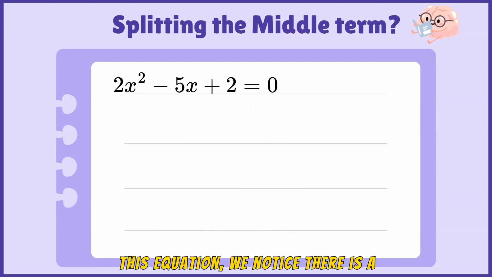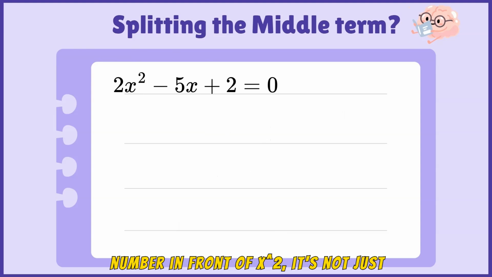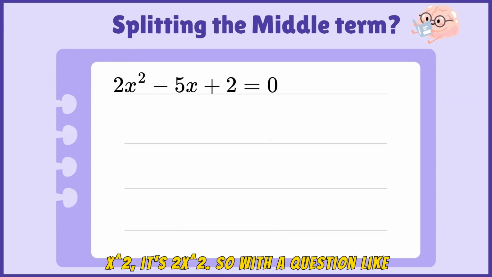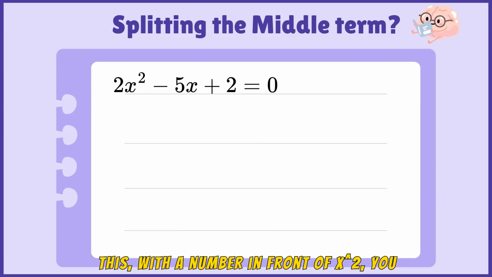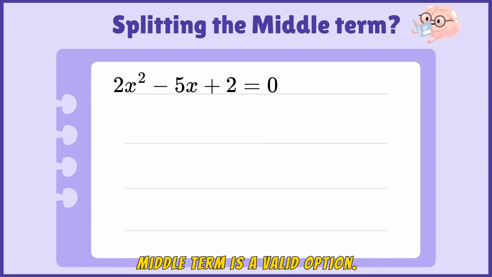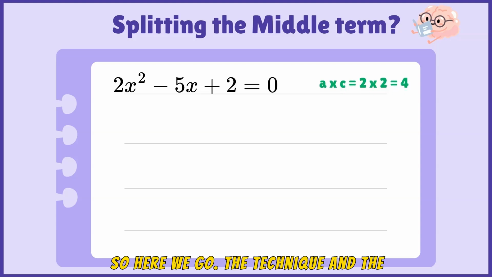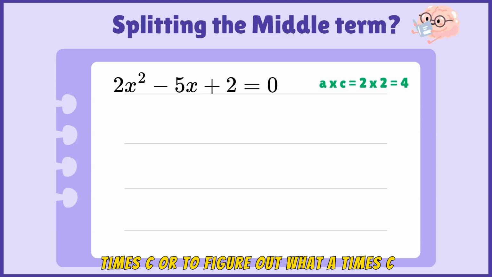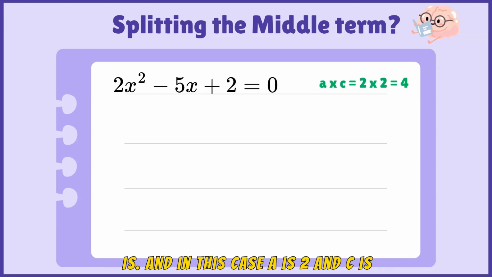In this equation we notice there is a number in front of x squared. It's not just x squared, it's 2x squared. So with a question like this with a number in front of x squared, you need to look at whether splitting the middle term is a valid option. So here we go. The technique and the little trick is to write a times c, or to figure out what a times c is, and in this case a is 2 and c is 2.